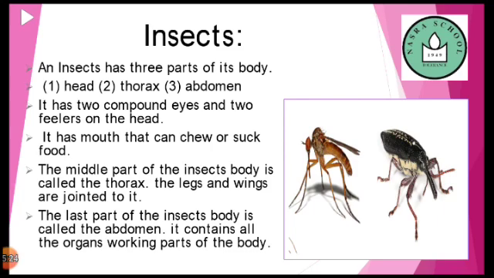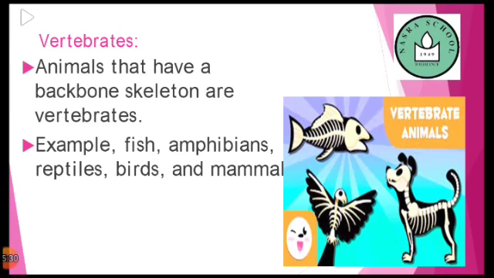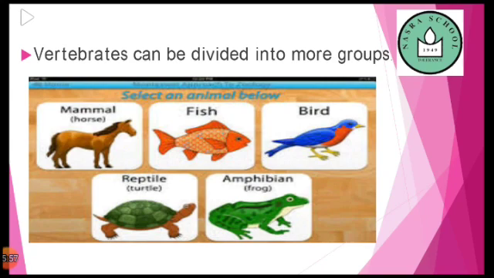Now we have covered the invertebrates. So moving on, we would talk about the vertebrates. Now, tell me, what is vertebrate? So animals that have backbone and skeleton are vertebrates. For example, fish, amphibians, reptiles, birds and mammals. Vertebrates can be further divided into more groups like mammals, fishes, birds, reptiles and amphibians. You can even see the picture in the slide.